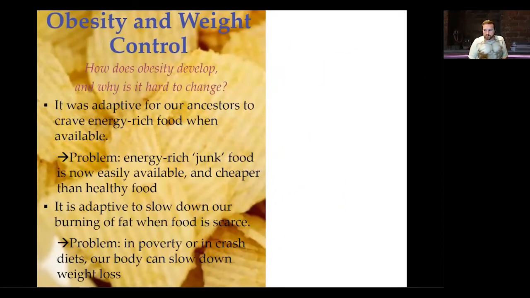Obesity and weight control. So how does obesity develop and why is it hard to change? It was adaptive for our ancestors to crave energy-rich food when it's available. The problem is that energy-rich junk food is now easily available and cheaper than healthy food. So what was once rare in nature is now abundant for us. It is also adaptive to slow down our burning of fat when food is scarce. The problem is that in poverty or in crash diets, our body can slow down weight loss. So dieting can temporarily cause us to lose weight, but as soon as we go back, our set point returns.